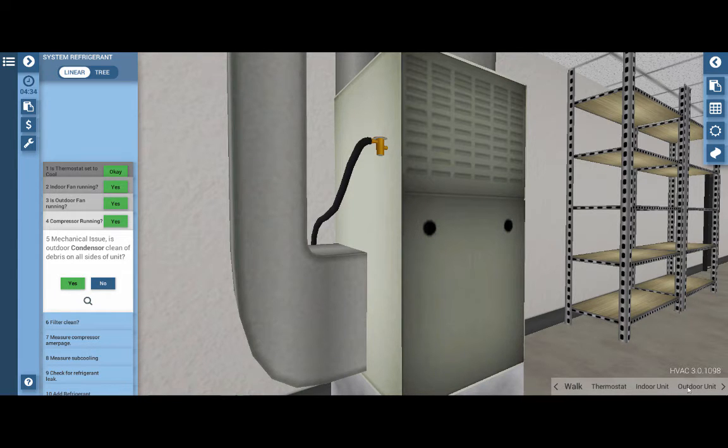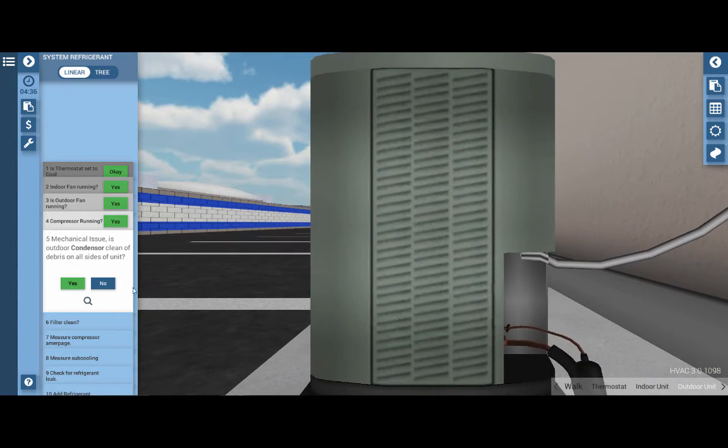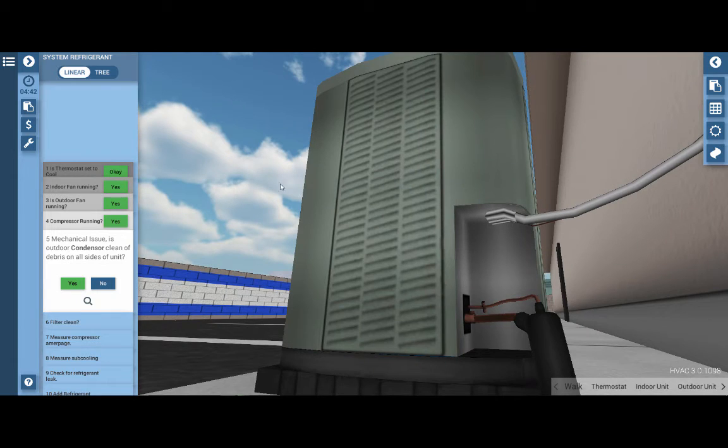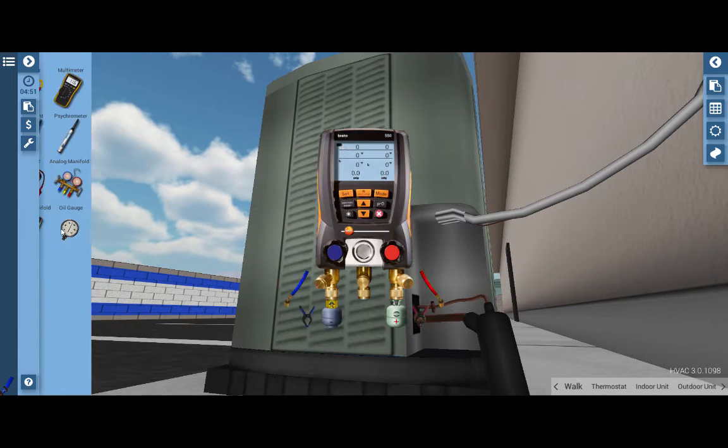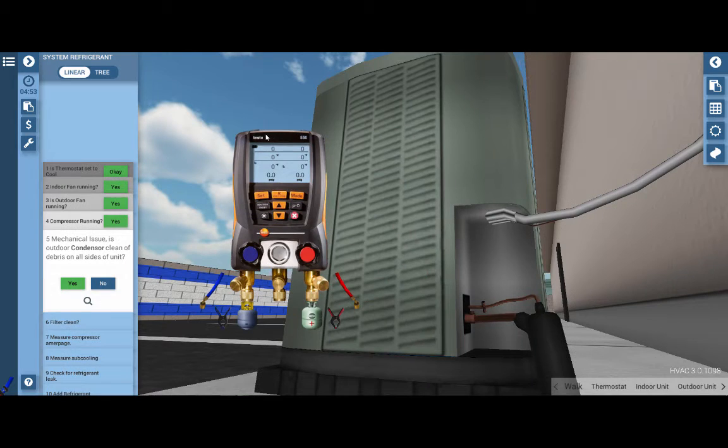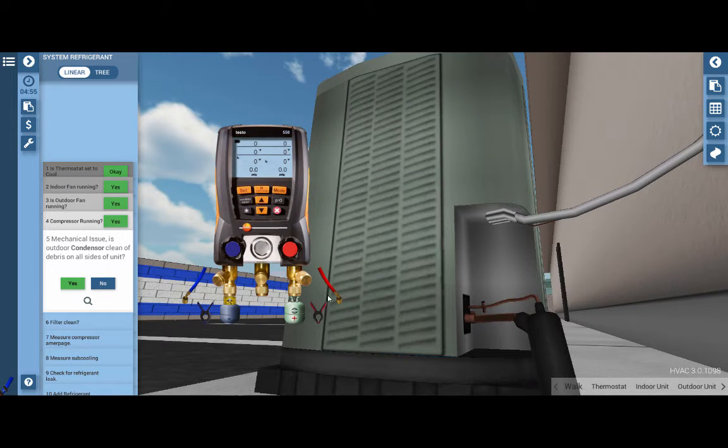So what we're going to do, we're going to go back to the outdoor unit, and we're going to place the gauges on the unit, the hoses on the unit, to see what the pressures and the temperatures are. Now for this particular malfunction, I'm going to use a digital gauge manifold right here, which is convenient because it incorporates both the temperature probe and the pressure sensors in one component. It also calculates superheat and subcooling for us.